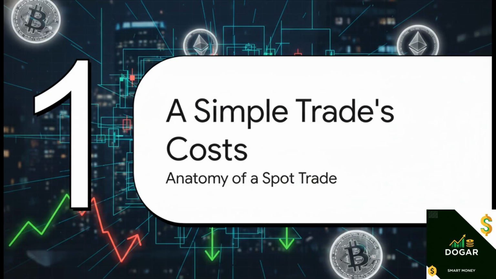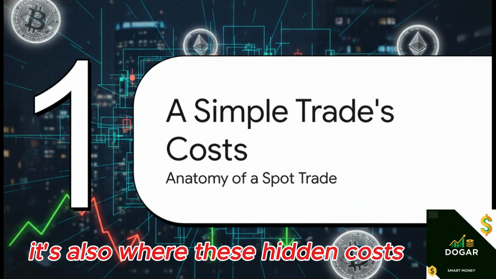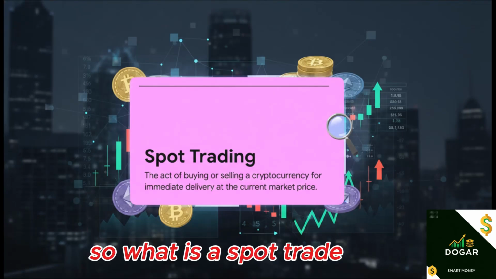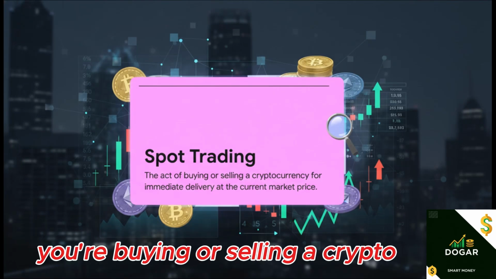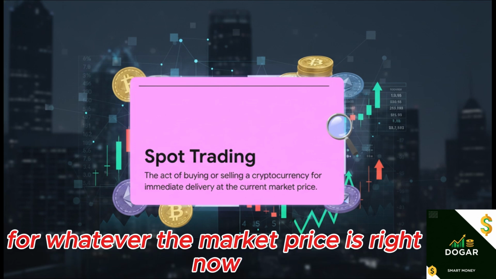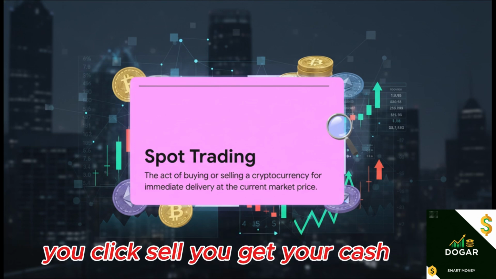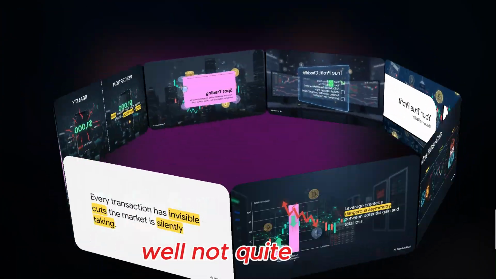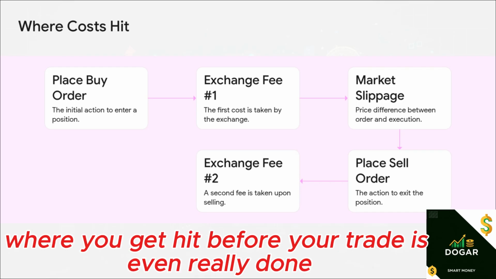Okay, to really get this, let's break down the most common type of transaction out there, a simple spot trade. This is where pretty much everyone starts their crypto journey. And, you guessed it, it's also where these hidden costs first start to creep in. So what is a spot trade? It's really just a straightforward deal. You're buying or selling a crypto for whatever the market price is right now. You click buy, the crypto's yours. You click sell, you get your cash. Sounds super simple, doesn't it? Well, not quite.